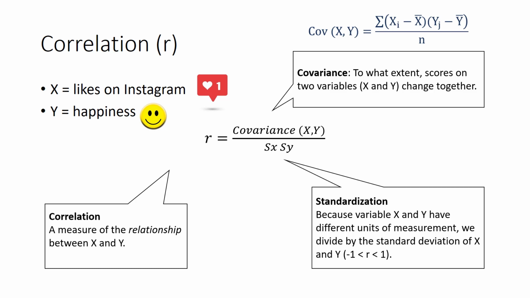When r is close to 1 or -1, it means there is a strong linear relationship between two variables. When r is close to 0, it means there is no relationship between two variables.